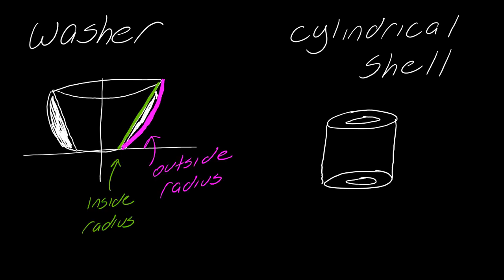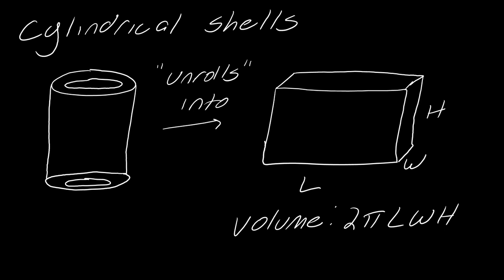With the washer, the big thing is that we need to know that there's an outside radius and an inside radius, and they really need to be two separate things. If they're the same equation, that's going to cause problems. With a cylindrical shell, this is not really an issue. Again, if you think about that analogy of a piece of paper, you could unroll it to help you figure out the volume. The volume of this would be 2 pi because it's circular, but then the rest would be the length times the width times the height. That would be how you find the volume of your cylindrical shell.